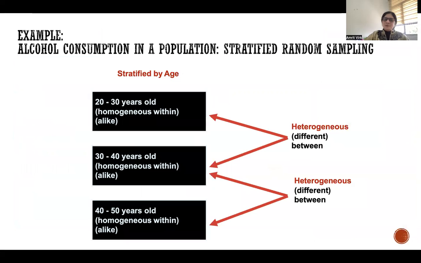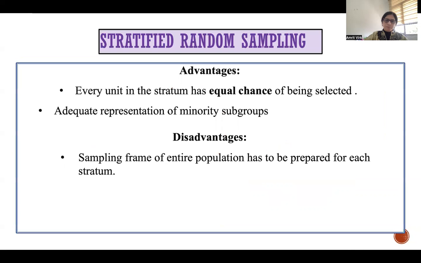Okay, so let's take an example here. For example, we want to find out the alcohol consumption in a population. We would like to do a stratified random sampling. We can stratify by age. So here, stratification at 10-year intervals, such as one stratum could be people 20 to 30 years old. The next stratum would be 30 to 40 years old, and the next would be 40 to 50 years old. So that is how stratification by age can be done.